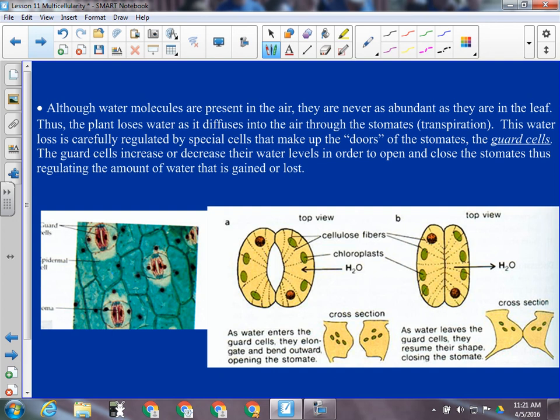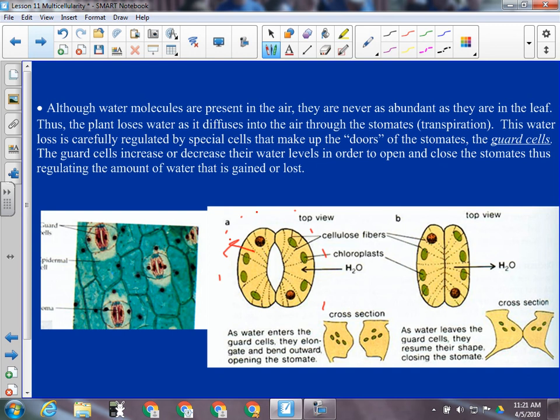Now, throughout the day, as the sun is hitting the plant's leaves and it's carrying out photosynthesis and water is evaporating, water evaporates out of the surrounding cells, and then as a result, salt concentrations build up in the cells around the stomate. So, since there's more salt here than there is here, water begins to move out of the guard cells and into surrounding cells. As a result, the shape of these cells changes until the stomate is closed.